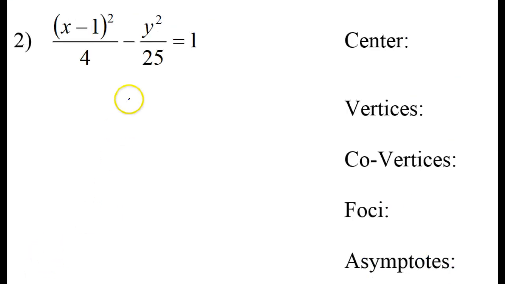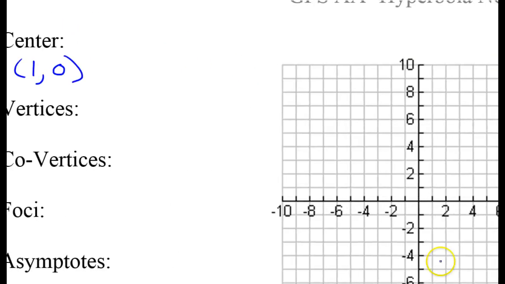All right, so taking a look at number 2. Remember, the first thing we need is the center. So the center is going to be the opposite of this and, well, this. So I'm going to have positive 1 because of the x minus 1. This y squared just means the y coordinate of the center will be 0. Let's go ahead and graph that. So 1 comma 0, that's going to be the center.